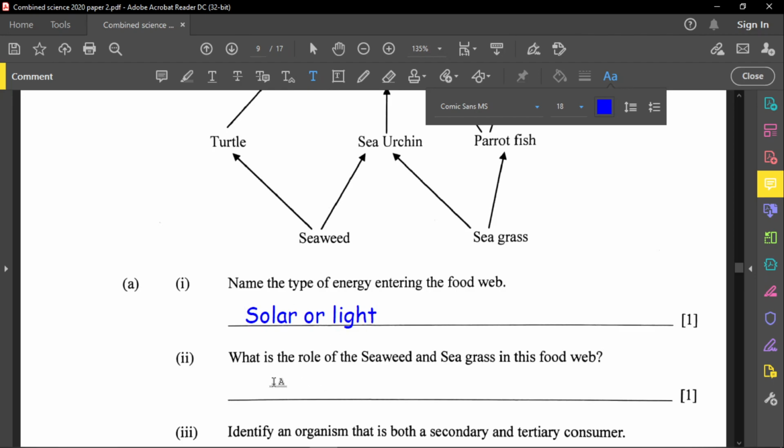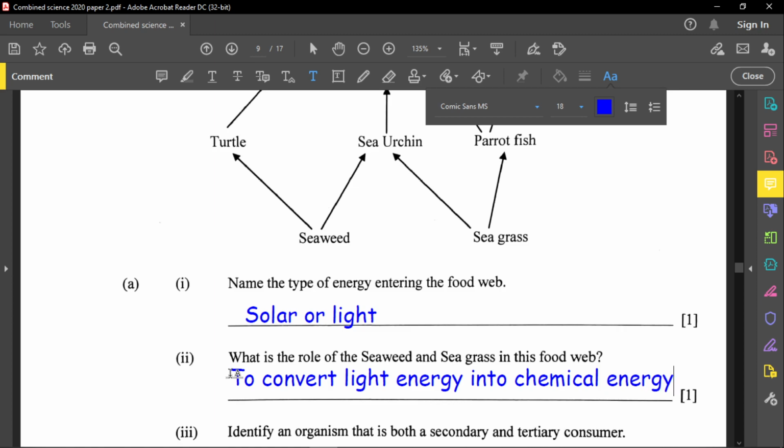Now, for part 2, it said, what is the role of the seaweed and seagrass in the food chain? So now, point to note, they are the producers, right? But what is their function in the food chain? They are the ones absorbing the sunlight, right? And they're converting that sunlight into chemical energy, which is ATP. So their function is to convert light energy or solar energy into chemical energy. Okay, into chemical energy. All right, and this chemical energy is ATP.